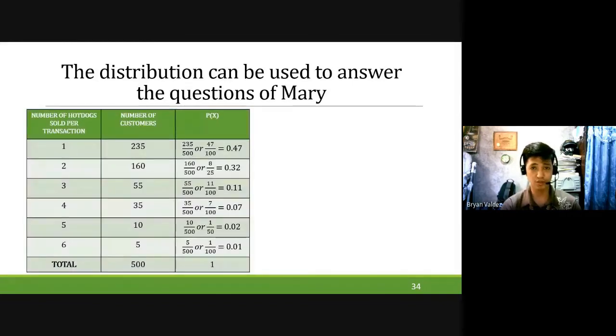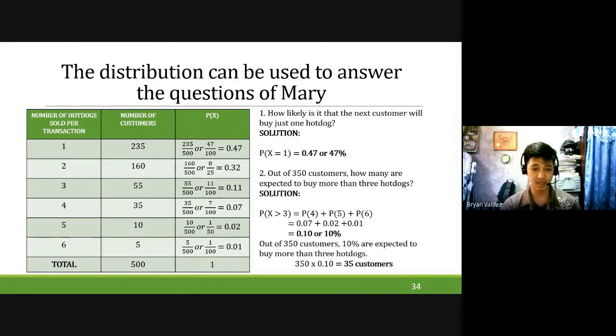So, ito yung distribution table na ginawa natin kanina. And then, ito yung question ni Mary. How likely is it that the next customer will buy just one hot dog? So, based on the table computed, we have 0.47 or 47%. Okay, so 47% of the time, bibili lang ng customer ay isang hotdog.